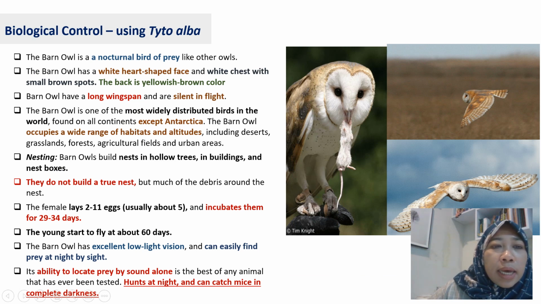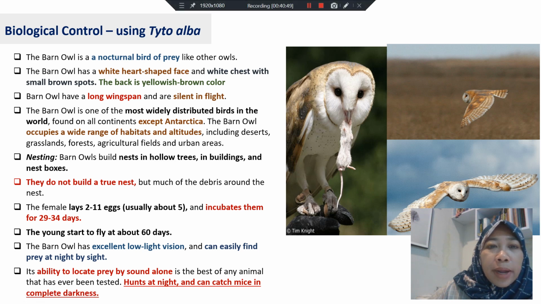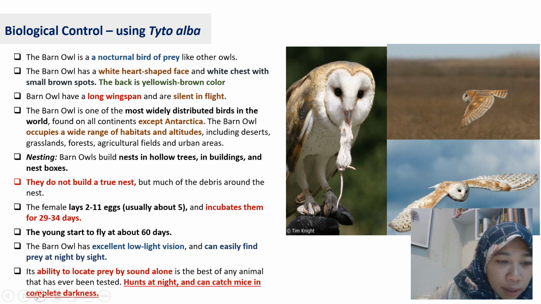The barn owl is a nocturnal bird of prey, like other owls. So they are active in the night. The barn owl has a white heart-shaped face. You can see this is a heart-shaped face. Love, yeah? With a chest with small brown spots, as you can see in the picture. And then the barn owl has a long wingspan. This is the wingspan of the barn owl, and they are silent in flight. There is no sound when flying. It's really silent.